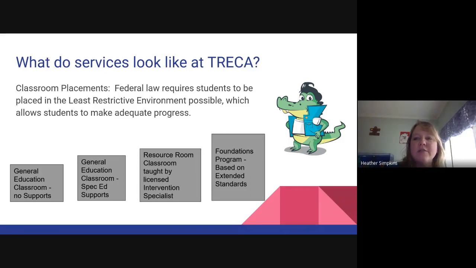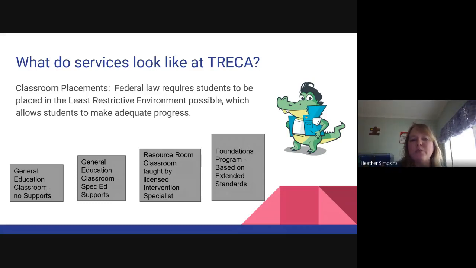So the student is still in the general ed classroom. They're still receiving the education of non-disabled students, but we also have built-in supports and services to help that student. For example, we have intervention specialists that teach all of our academic areas, and they work with the student individually if they need to. They may put in supports, such as some pre-teaching of vocabulary for just the special education students.